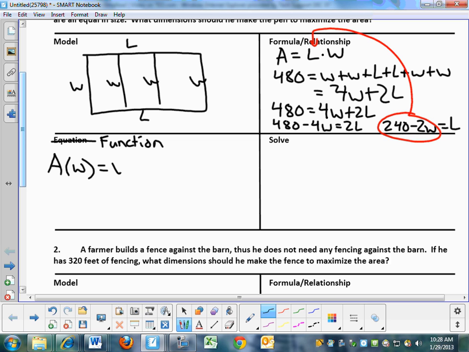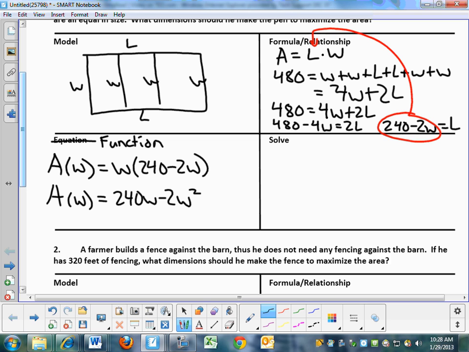If we plug it in there, then we have W times 240 minus 2W. That's our function. That models the area. You plug in an option for width, and you're going to get out the area that it would produce. So area in terms of W is equal to 240W minus 2W squared.